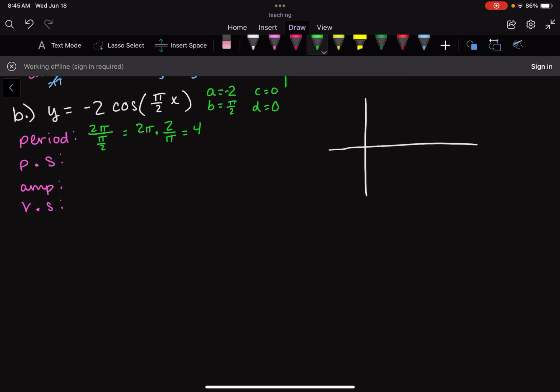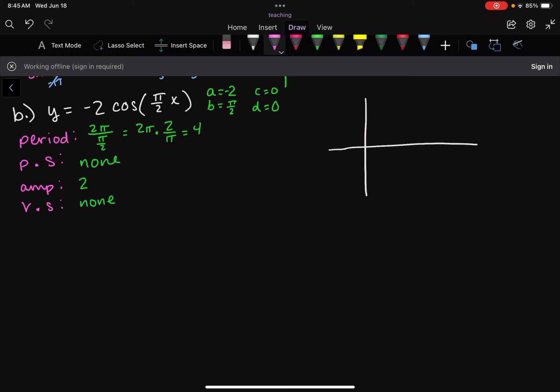My phase shift is C over B. I have none, right? I have no C value. So that means that I'm not going to have any kind of phase shift. My amplitude is 2, not negative 2, just 2. My vertical shift, I don't have a D value, so it's none.